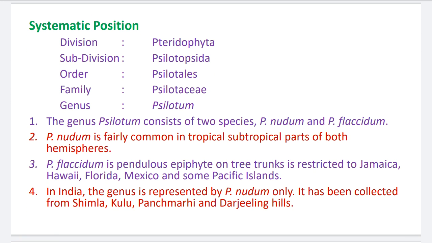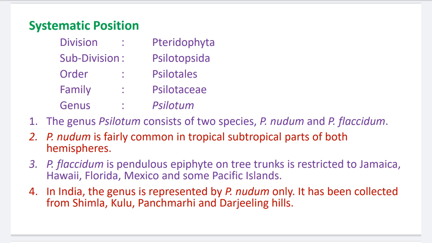Systematic position. It belongs to division Pteridophyta, subdivision Psilotopsida, order Psilotales, family Psilotaceae, and genus Psilotum. So this is the systematic position or classification of the Psilotum. Point number 1. The genus Psilotum consists of two species, Psilotum nudum and Psilotum flaccidum. So there are only two species of the Psilotum.